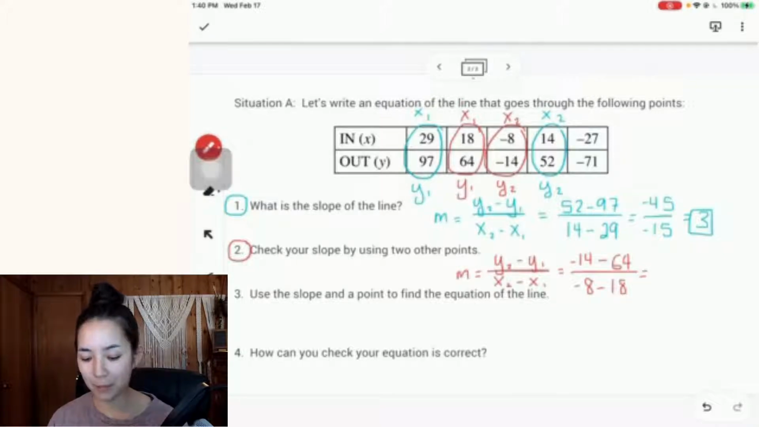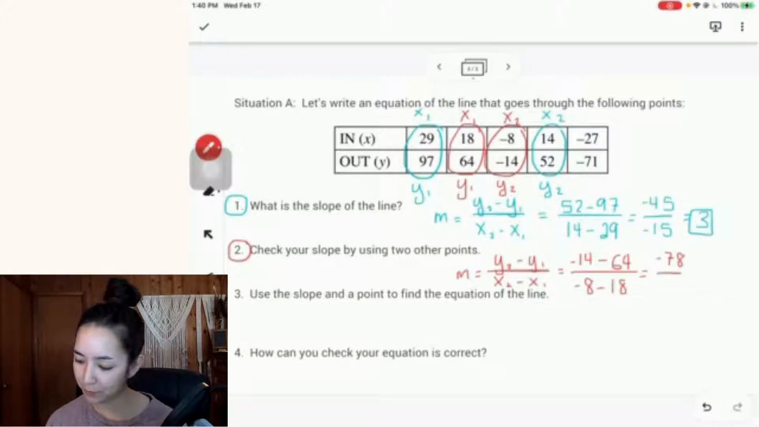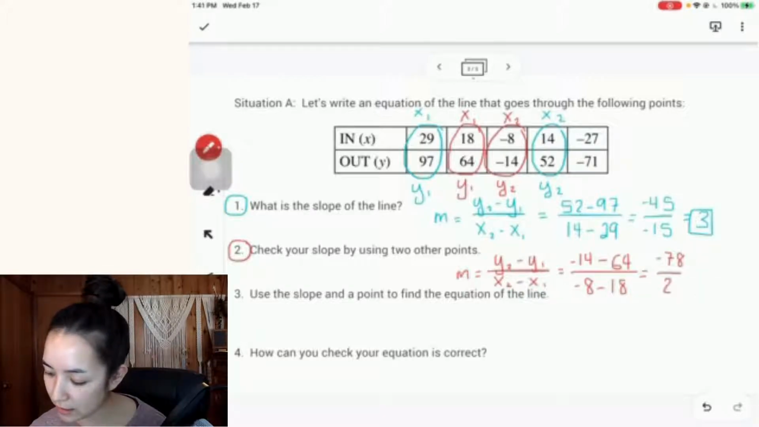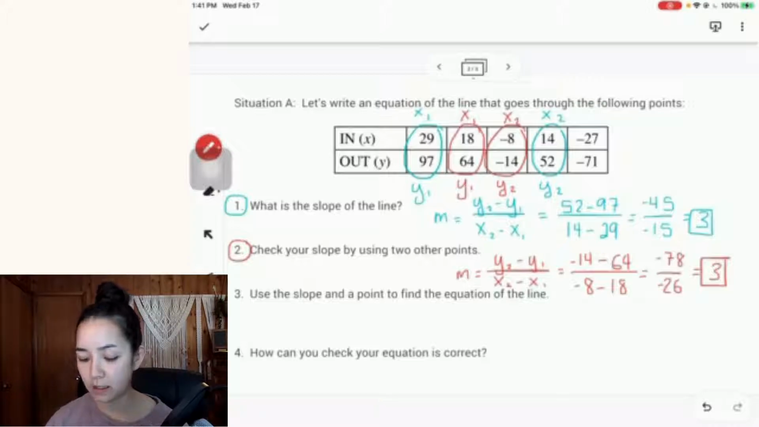So again, I'm going to use my phone calculator. Negative 14 minus 64 is negative 78. Negative 8 minus 18 is negative 26. And negative 78 divided by negative 26 is positive 3. So we got the same slope using 2 different points.